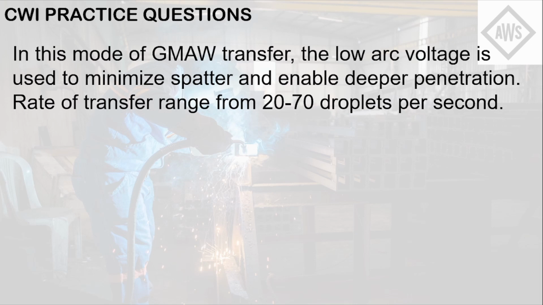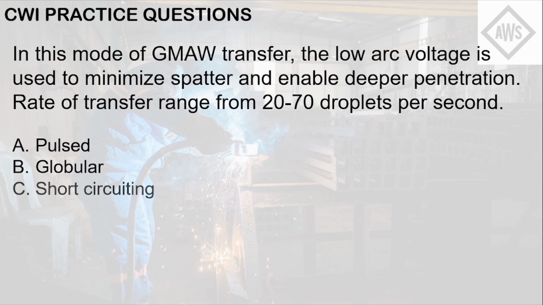Next question. In this mode of GMAW transfer, the low arc voltage is used to minimize spatter and enable deeper penetration. Rate of transfer ranges from 20 to 70 droplets per second. Letter A, pulsed. Letter B, globular. Letter C, short circuiting. Letter D, none of the above.